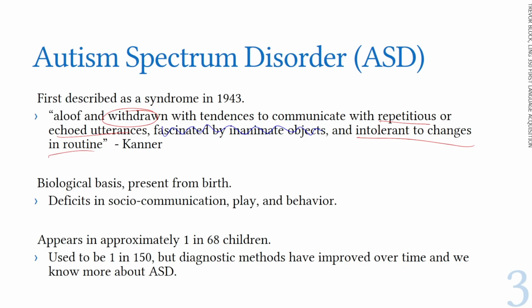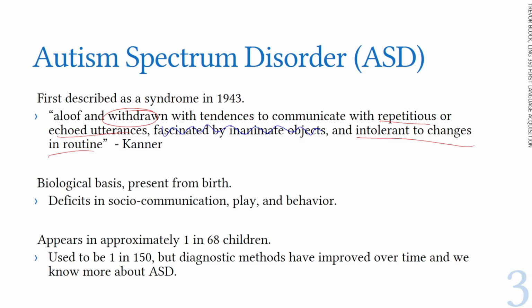Again, it is like a spectrum, so different autistic children and adults have different symptoms, or I guess indicators, but this old definition from 1943 isn't necessarily the most appropriate nowadays.